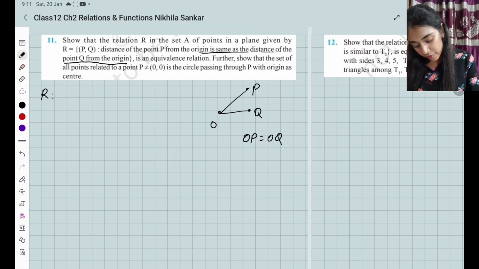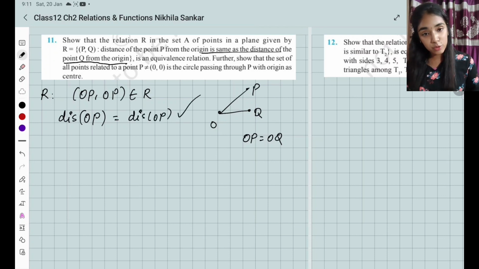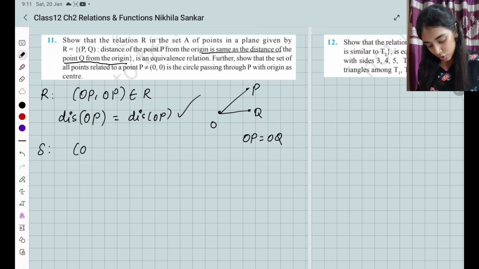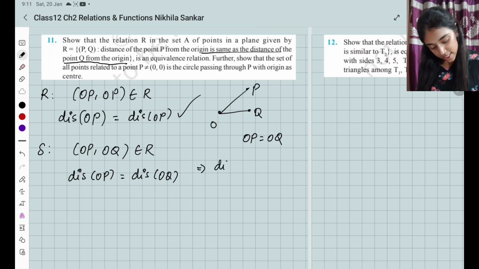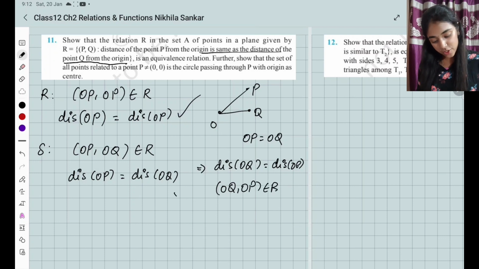நம்ம என்ன பண்ண போறோம்? So இப்போ reflexive அப்படின்னா when you take OP, OP belongs to the relation which means distance OP. இல்லையா? We are talking about the distance. So distance OP equals distance OP. So this is going to be true. It means it is going to be reflexive. இப்போ symmetricனா என்ன அர்த்தம்? You have OP, OQ. ரெண்டு distance இருக்கு. This belongs to R. So you have distance of OP equals distance of OQ. So from this you can say that distance of OQ is going to be distance of OP, which means OQ, OP belongs to the relation. So it is going to be symmetric.